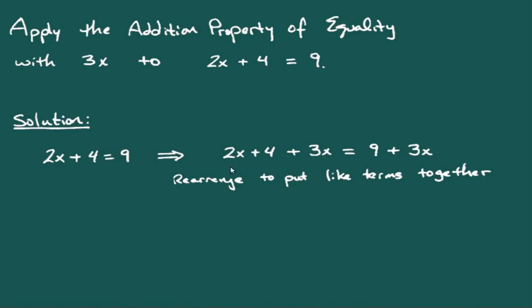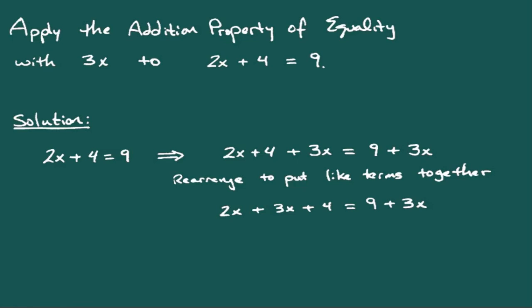Now, the next thing that I want to do is rearrange these expressions to put like terms together. Over here on the right-hand side, 9 and 3x are not going to be like terms, because the 9 doesn't have an x on it. Over here on the left-hand side, the 2x and the 3x are going to be like terms, but the 4 is not. And so if I want to put the 2x and the 3x together, I swap these two around. And so if I do that, here's what happens. I get 2x plus 3x plus 4, and that's going to be equal to still my 9 plus 3x.